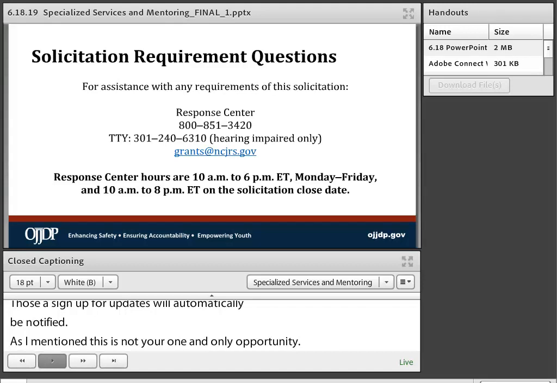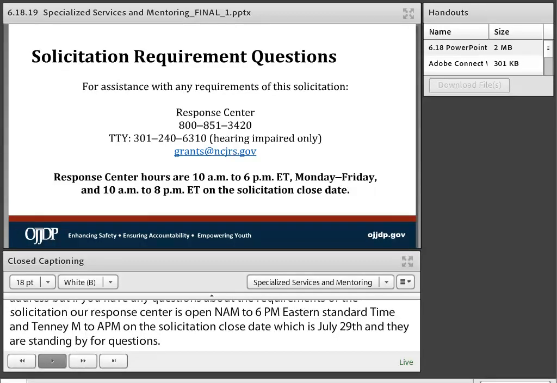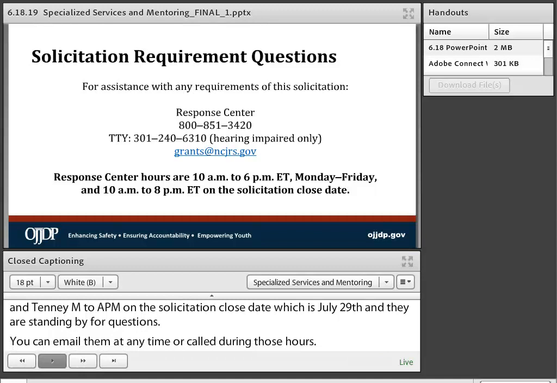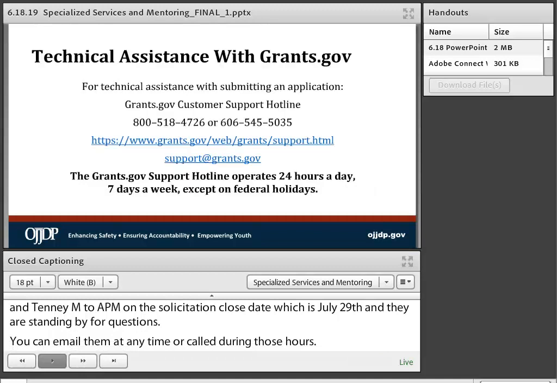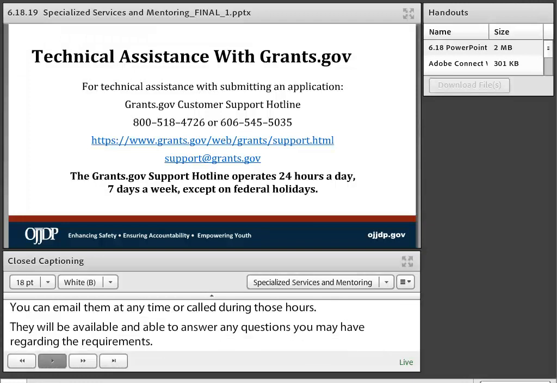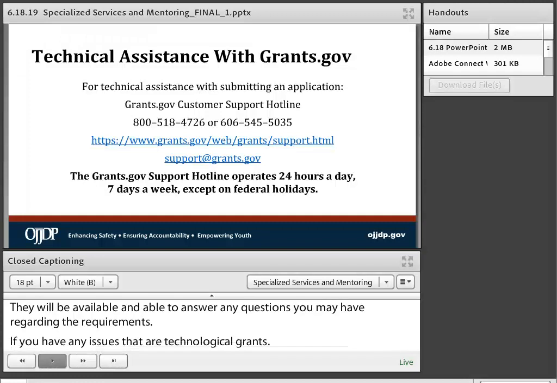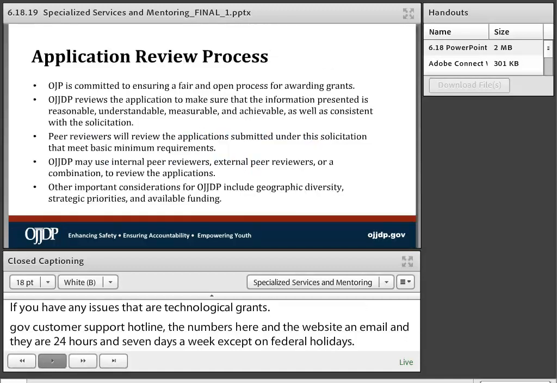You can email them at any time. You can call during those hours. So they will be available and able to answer any questions you may have regarding the requirements. Now, if you have any issues that are technological, there is the grants.gov customer support hotline. We have a number here, the website, as well as an email, and they are 24/7 except on federal holidays. So any issues, particularly as you are getting ready to upload and submit all of your information, they will be standing by to assist your efforts.